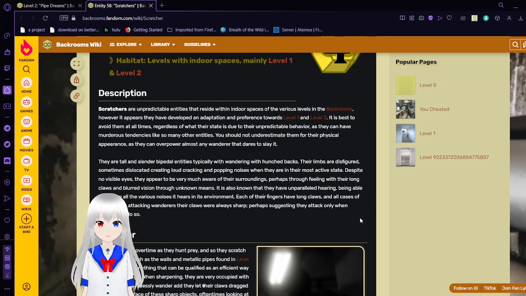Their limbs are disfigured, sometimes dislocated, creating loud cracking and popping noises when they are in their most active state. Despite no visible eyes, they appear to be very much aware of their surroundings, perhaps through feeling with their long claws and blurred vision through unknown means. It is known that they have unparalleled hearing, being able to discern all the various noises in their environment. Each of their fingers has long claws, and in all cases of Scratchers attacking wanderers, their claws were always sharp, perhaps suggesting they only attack when prepared to do so.